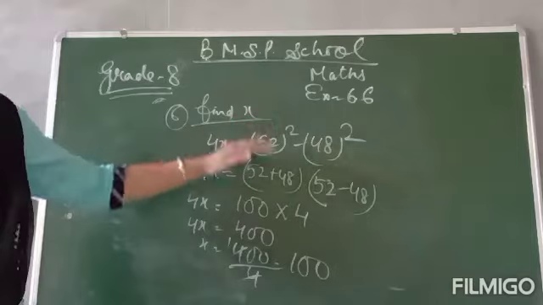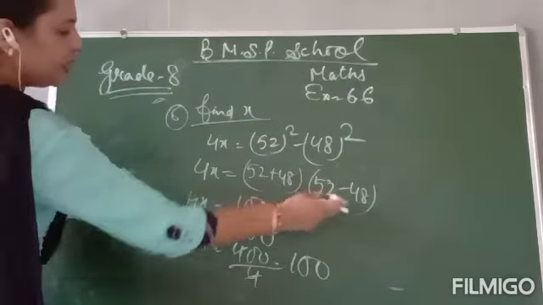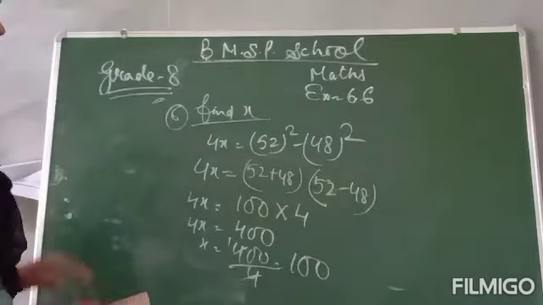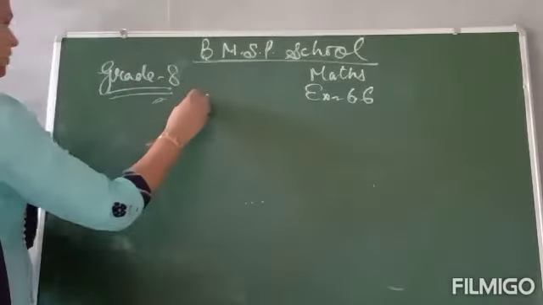What I have done: I compared the formula and got a square minus b square, a plus b, a minus b, and then solved. And then I found the value of x. Other parts you will solve by yourself. They are very easy questions.